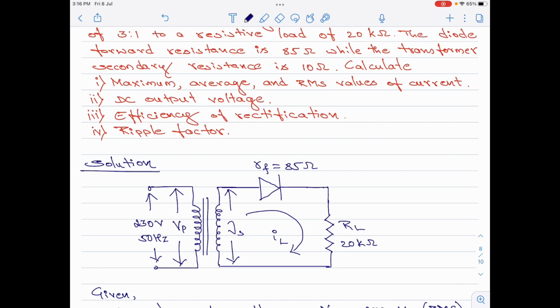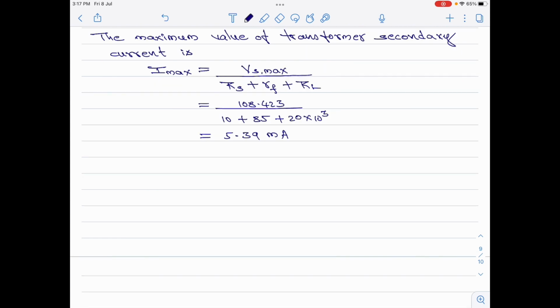If you come back to the numerical, you see that part A also asks us to find the average as well as the RMS values of the current. For that, you have to note that we are dealing with a half wave rectifier. So, I will be using the standard formulas for average and RMS values of the current. Let me find the average value of the transformer current first.